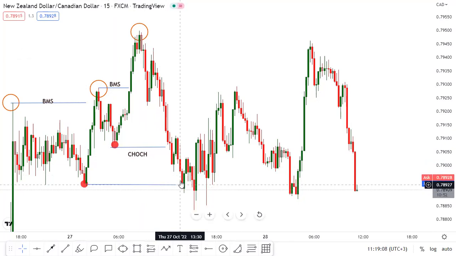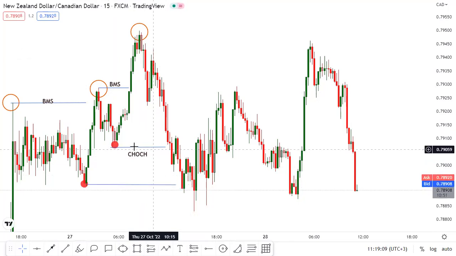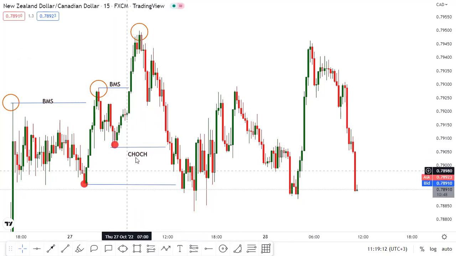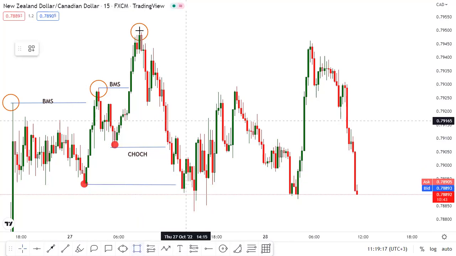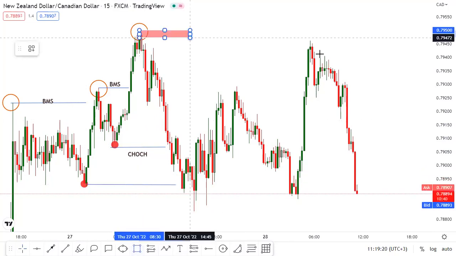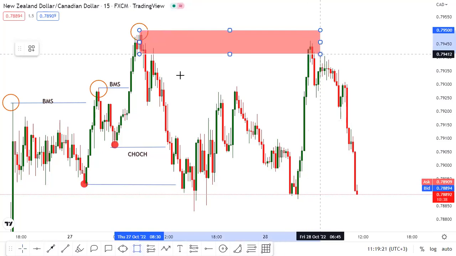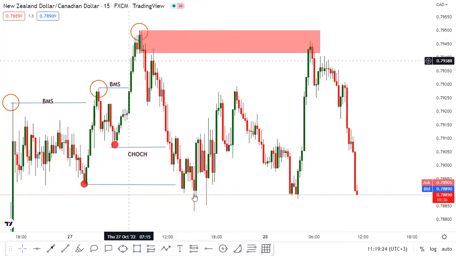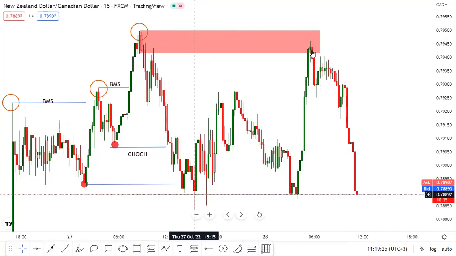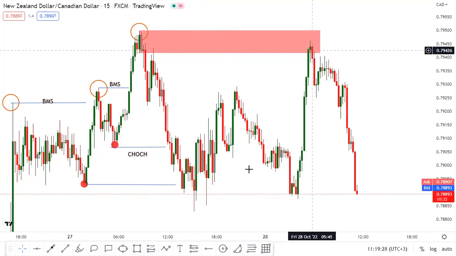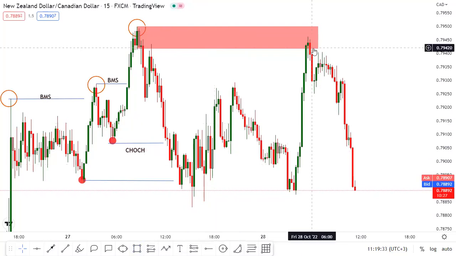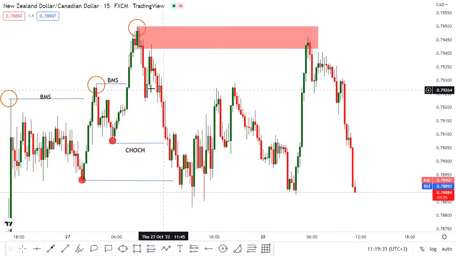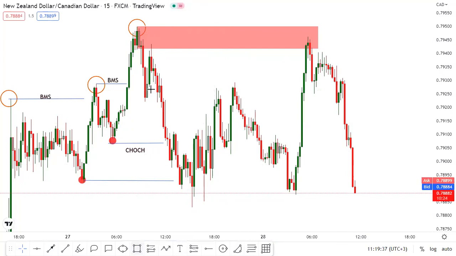Now what we do, we just look at where this movement that caused the change of character started. We can see here, this area, we had our order block here. We had our order block there. That was the first. You see, it has already been respected here. A very, very good movement. You can see price respected this zone. But also somebody could have used this one here.